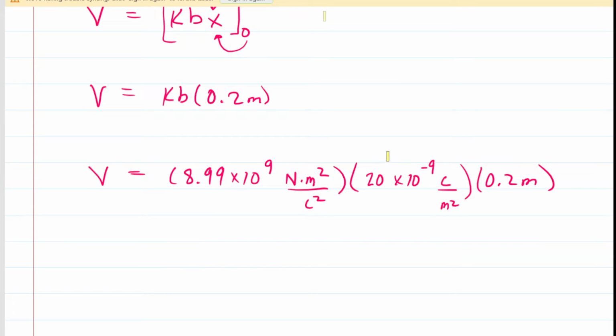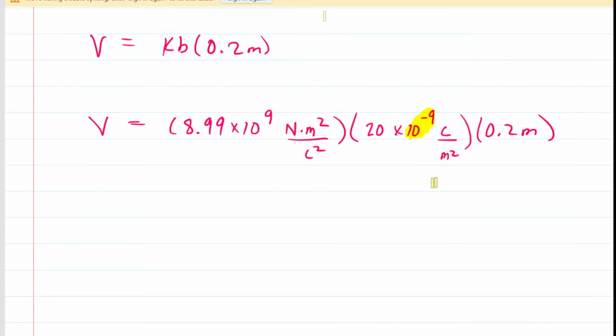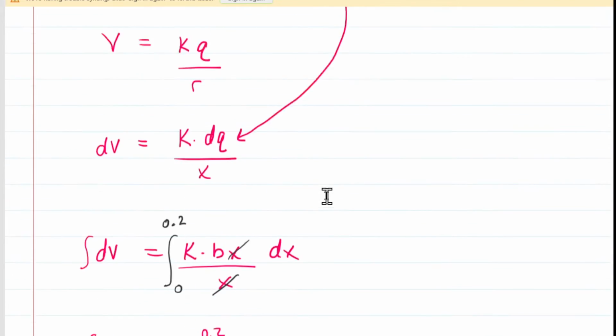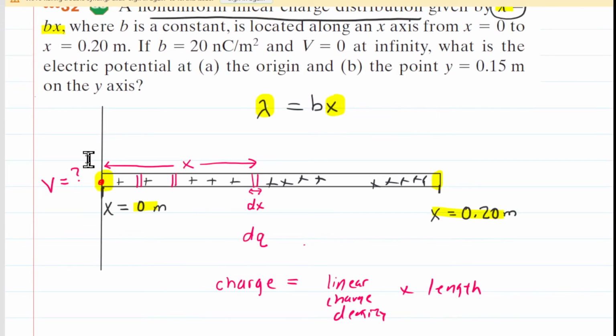Notice that when we plugged in the value of b, we made sure to convert it into a standard unit. It was given as nanocoulombs per meter squared. We changed the nanocoulombs to coulombs by just multiplying by 10 to the minus 9. So just make sure you make that conversion. And then when you plug this all into your calculator, you're going to get around 36. And this is volts because it's electric potential. And that is the correct answer to part A of the question. So that's the electric potential at the origin produced by this charged rod.